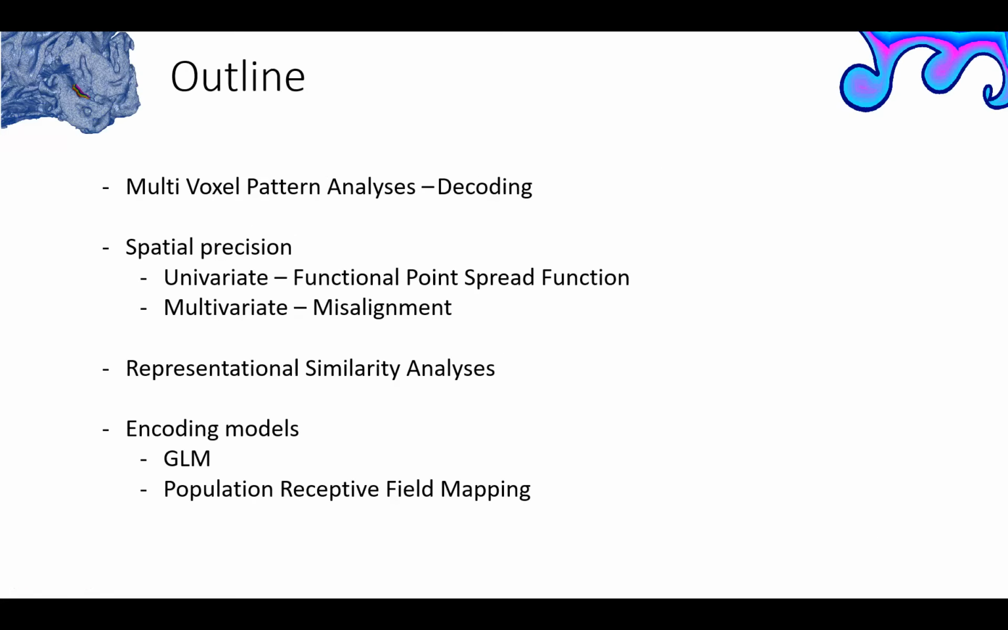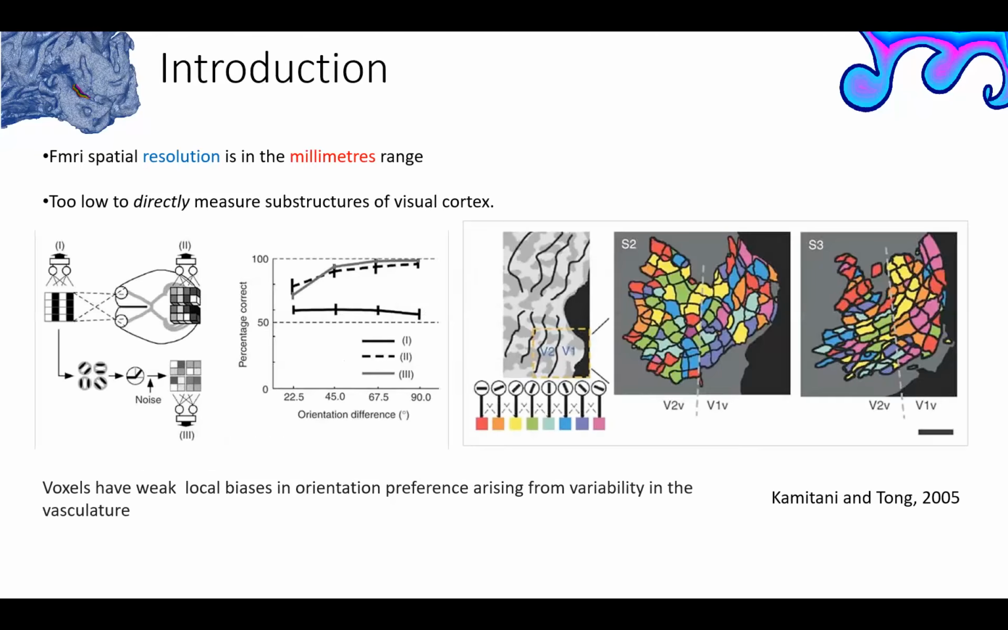So just a very brief outline. I'm going to show a little bit about multivoxel pattern analysis, specifically decoding. In this case, it will be linear SVM primarily. I'm going to talk a little bit about, again, spatial resolution of univariate, and we already covered this in previous lectures, so I'll be quick. And then we're going to see if we can maybe estimate the spatial precision of multivariate decoding. Then we're going to talk about representational similarity analyses, and then finish with some encoding models, some simple GLM models, and some more advanced population receptive field mapping. And I'm going to provide a little bit of background and then some applications to laminar fMRI of all of these methods.